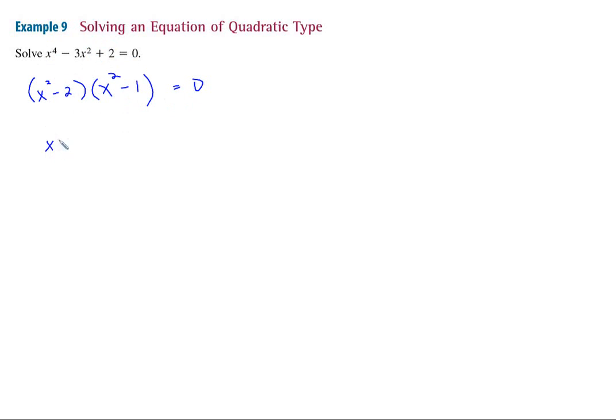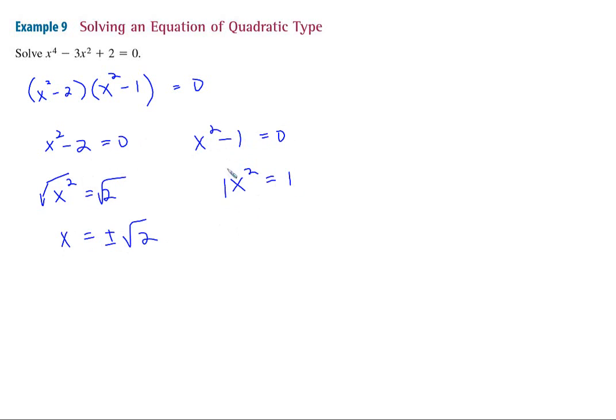So when is this going to equal 0? That's when x squared minus 2 is equal to 0, or when x squared minus 1 is equal to 0. So x squared is equal to 2, square root both sides. Don't forget the plus or minus. So x is plus or minus radical 2. Over here, x squared is equal to 1, square root both sides, so x is equal to plus or minus 1. So these are our solutions right here. And this was a pretty nice problem because we were able to factor this 4th power polynomial like it was a quadratic, and just solve it.